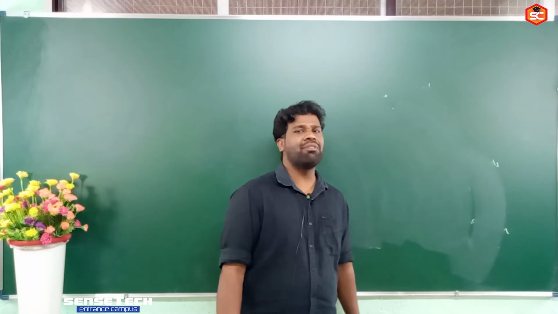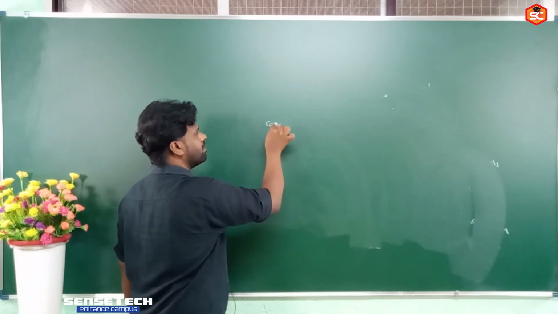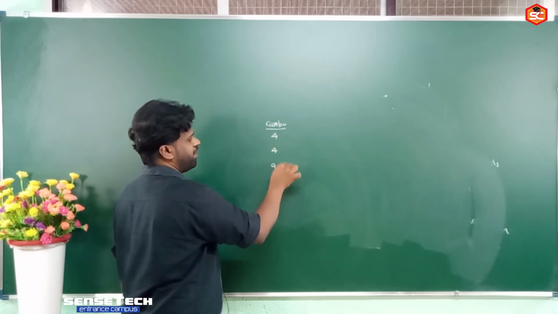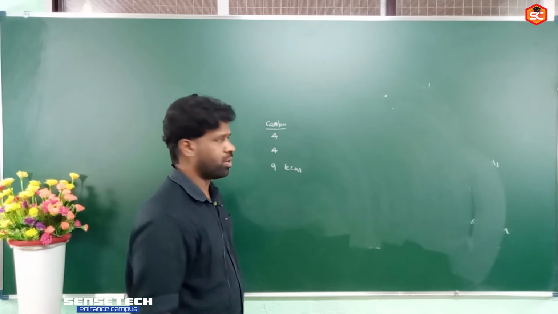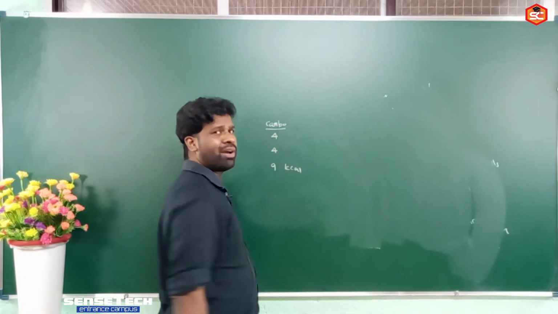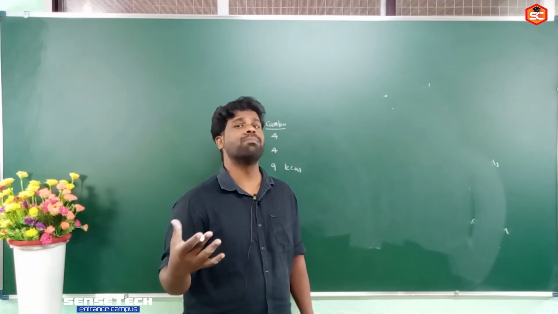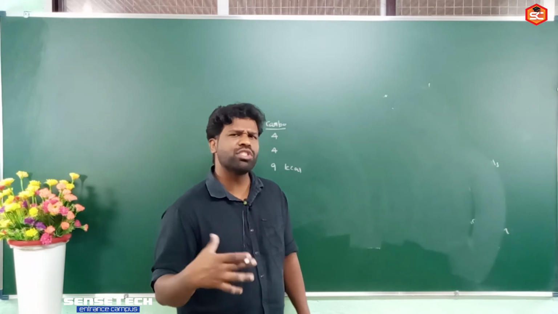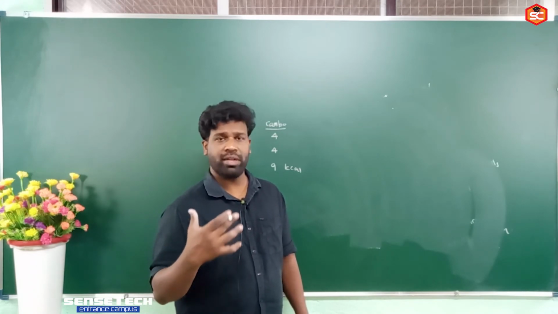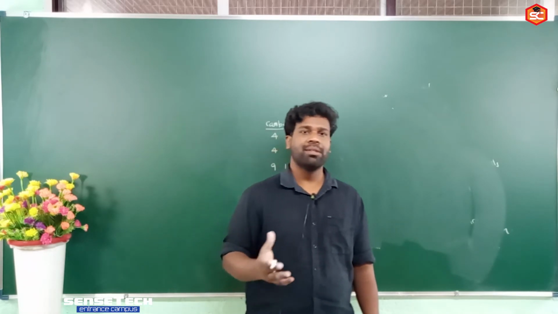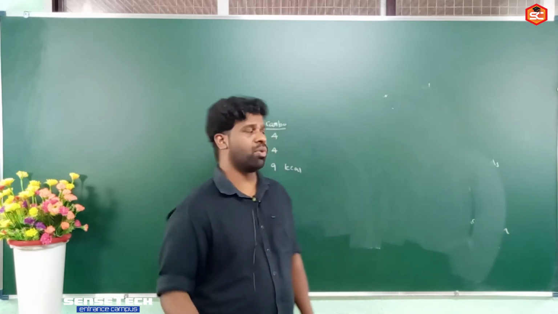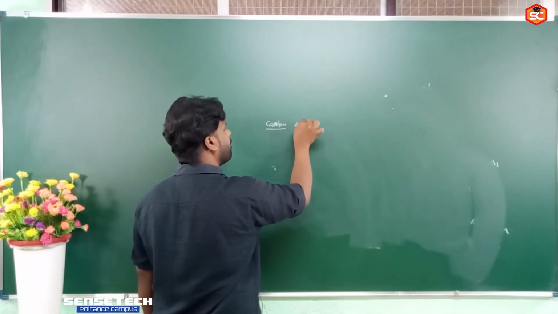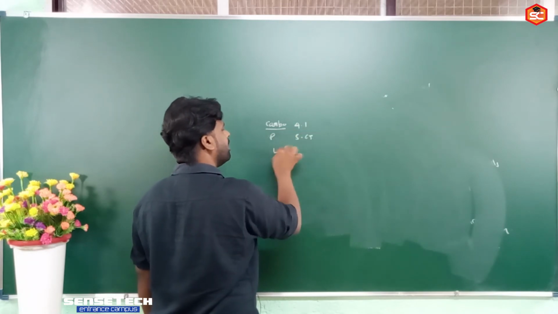The physiological fuel value of nutrients: carbohydrates 4 kilocalorie, proteins 4 kilocalorie, lipids 9 kilocalorie. Next, gross calorific value means the energy released by the combustion of 1 gram of nutrient in a device, a bomb calorimeter. When 1 gram of nutrient breaks down in a bomb calorimeter, a particular amount of energy is released. That energy is known as the gross calorific value. Gross calorific value of carbohydrates 4.1, proteins 5.65, lipids 9.45.